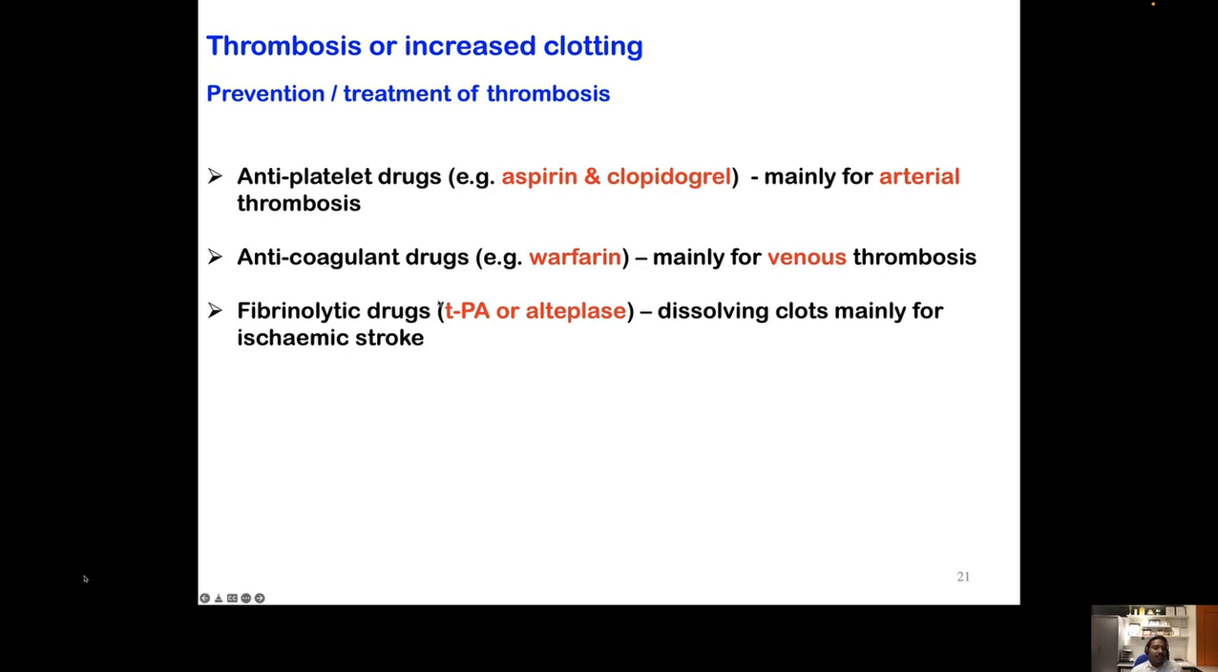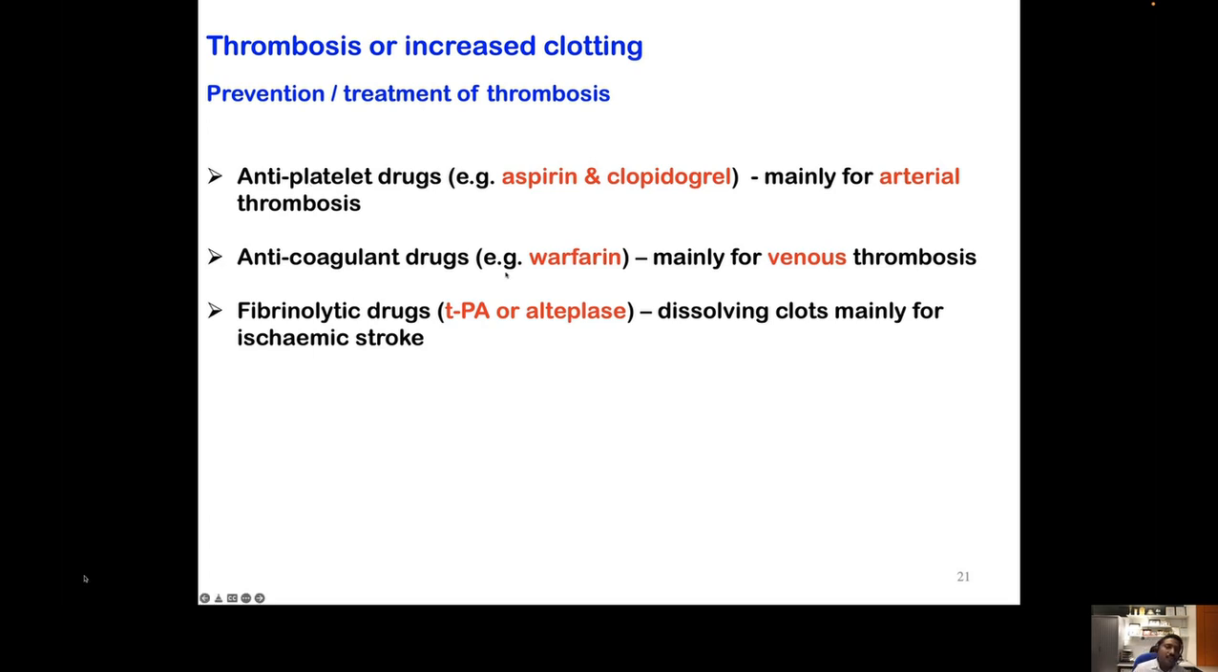So we can take antiplatelet drugs, for example, for arterial thrombosis. There are different types of antiplatelet drugs. The classic examples are aspirin and clopidogrel. Okay, so they mainly prevent arterial thrombosis. They will prevent unnecessary platelet activation. Again, you will study this in much more detail next year. So we need to take antiplatelet drugs for arterial thrombosis, such as heart attack and strokes.